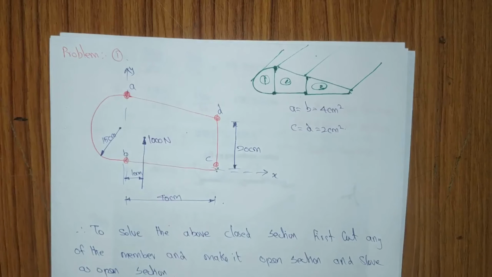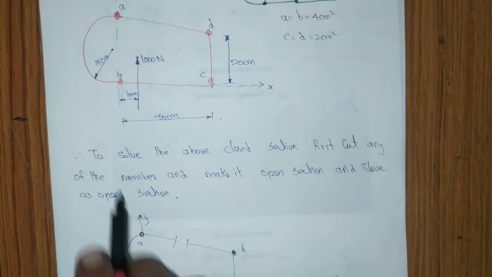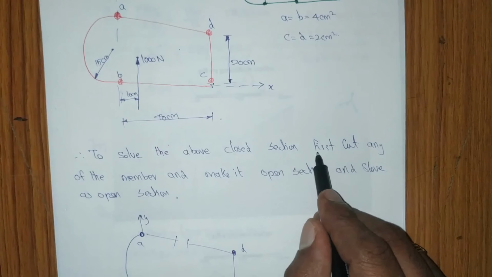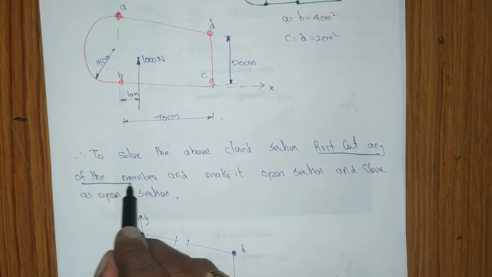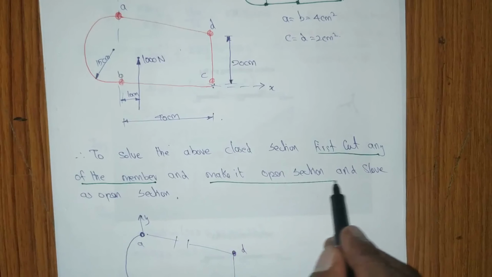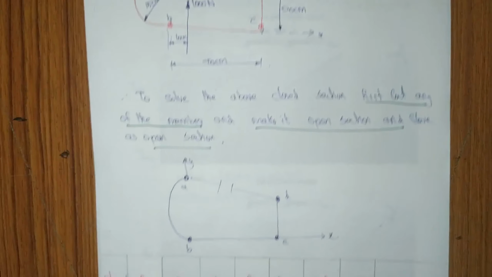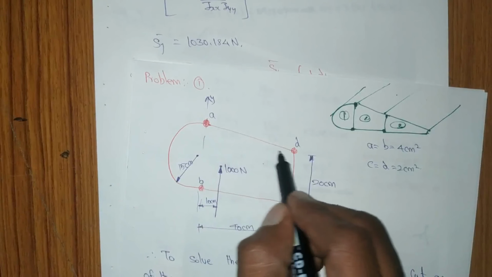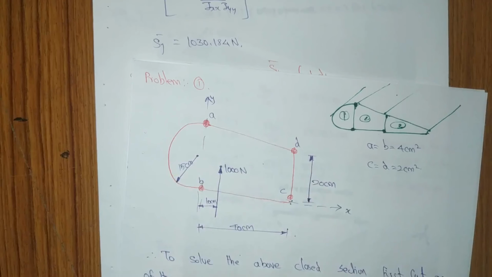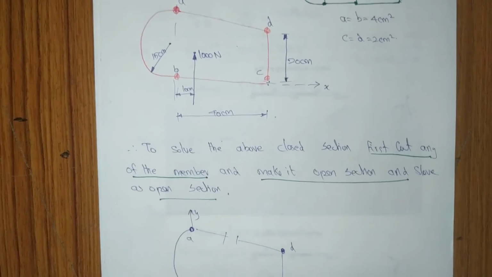So to make this a determinate problem, first we need to solve the above closed section. We need to cut any one of the members and make it an open section, and solve using the open section formula. So we already know how to solve the open section. Similarly, you take this closed section, you cut it, you remove any one of the members, and make it an open section, right?